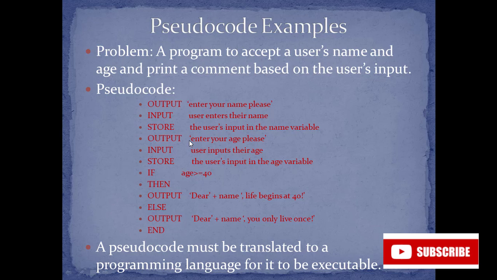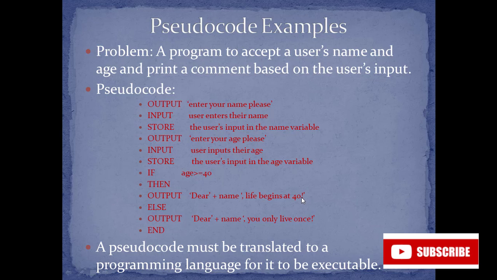Then the computer now says enter your age please. So let's say Peter is 12. Peter enters his age, 12, and then the computer stores the user's input, which is 12, in the age variable. So there's a variable for the age of the user. Then this statement: if the age is greater than or equal to 40, then the computer should display "Dear Peter, life begins at 40." But in this case, our user Peter is not up to 40.